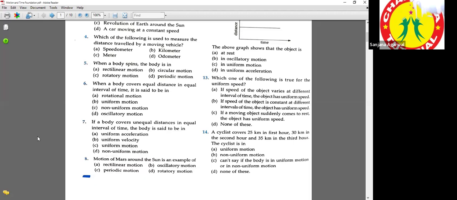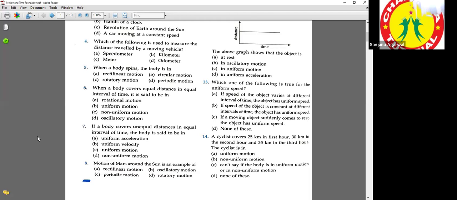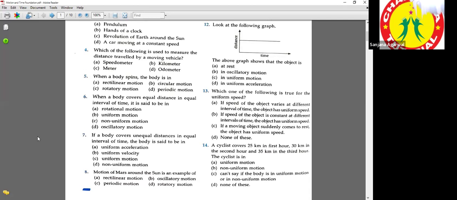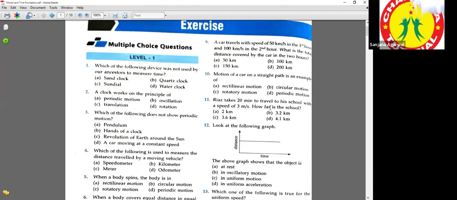Anyone else? The same question: if one of the options were circular motion, would that option be correct or not? Ma'am, I think it would be the circular option. Yes, Sriyansh, it would be correct here. Rotatory means spinning of an object about its own axis, but Mars is moving around the sun. Okay, ma'am. Rohini, ninth.